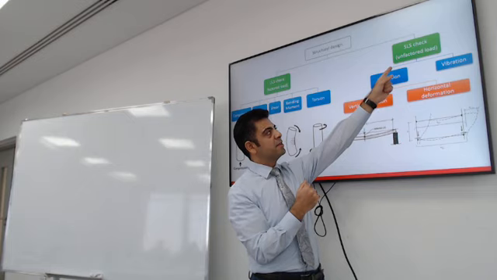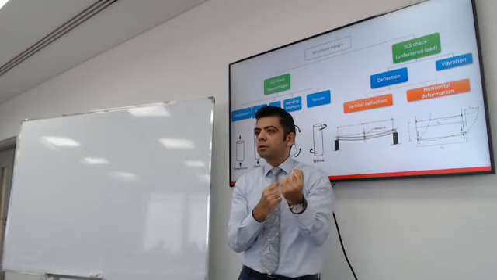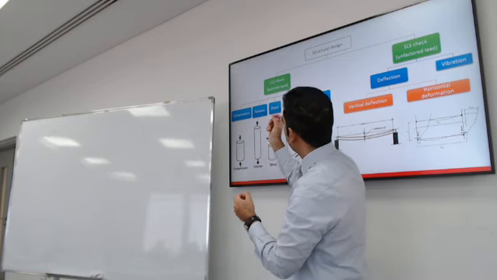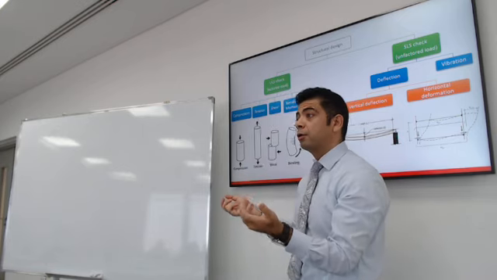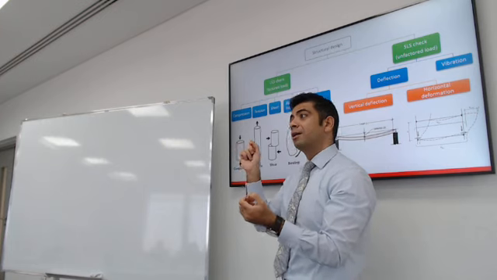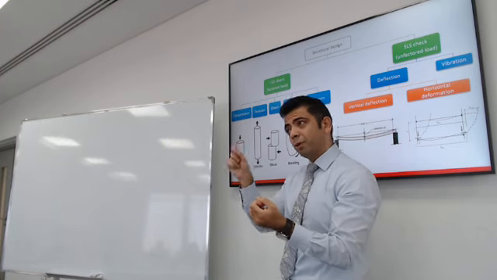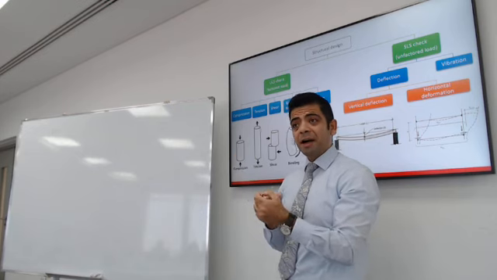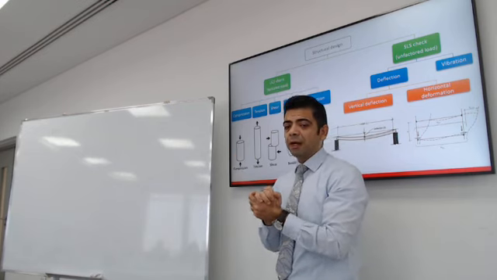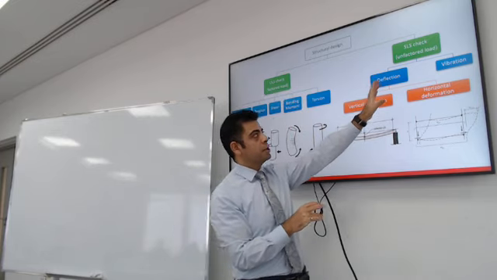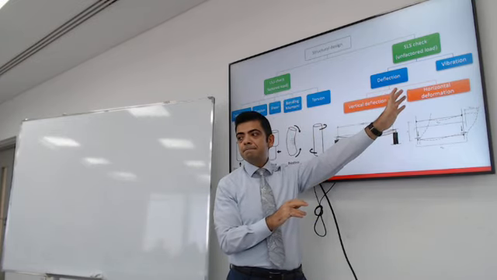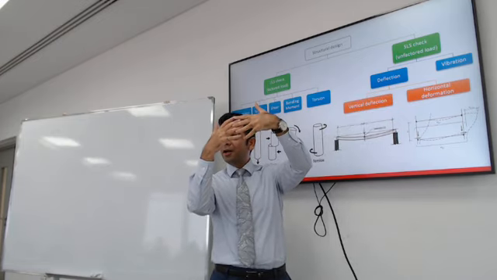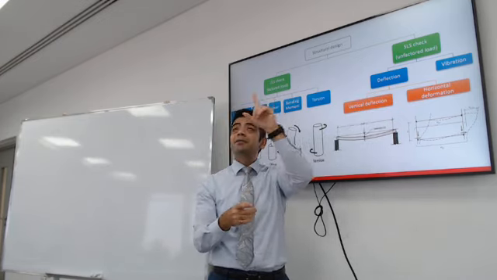For serviceability limit state, we use unfactored load. We use the actual dead load and live load. For ultimate limit state, we use factored load, like 1.4 dead or 1.35 dead plus 1.6 or 1.5 live, these load combinations. All right, so what are we checking for serviceability? Deflection. We check the deflection. We make sure that the ceiling is not going to deflect too much to break the ceiling tiles.